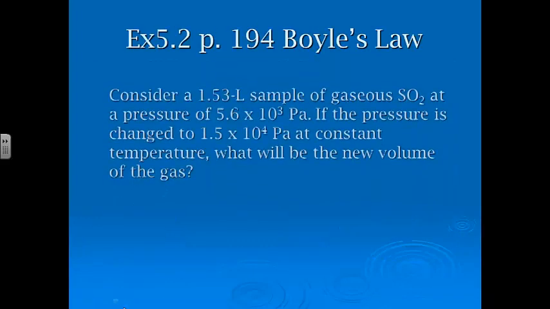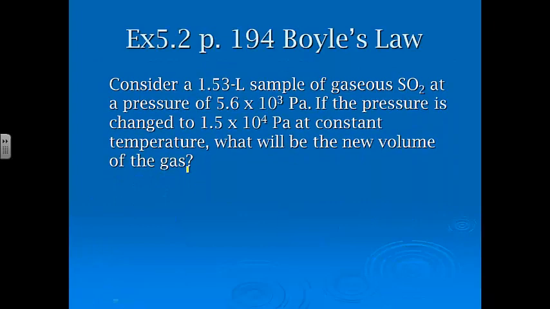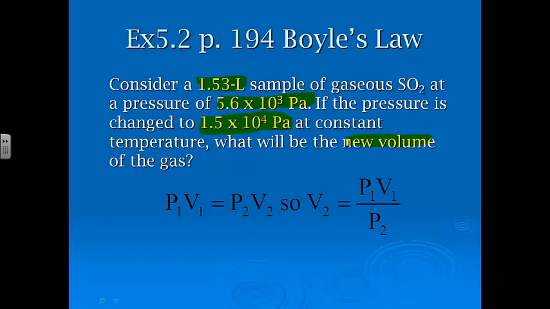So let's do an example here. The gas laws almost always show up on the AP test, but they're the gimme points. So if it seems that simple, plug and chug and go for it. You have a 1.53 liter sample of gaseous sulfur dioxide at 5.6 times 10 to the third pascals. If the pressure is changed to 1.5 times 10 to the fourth pascals, what will be the new volume?